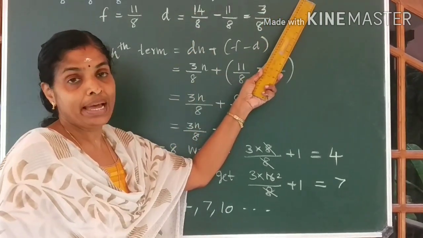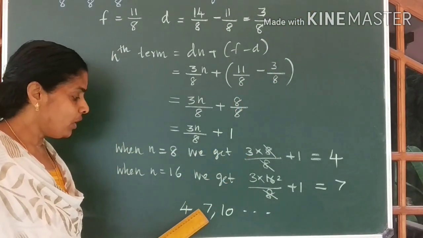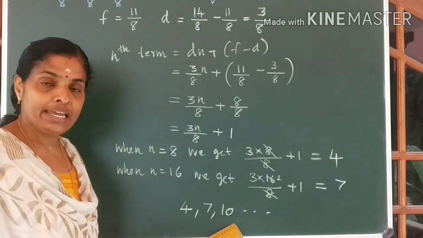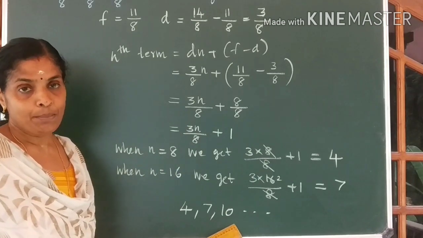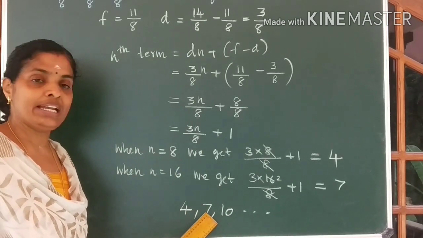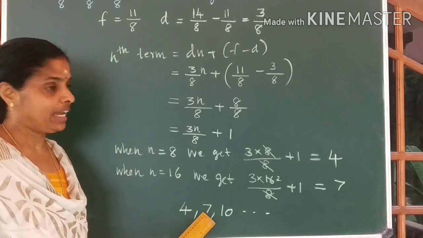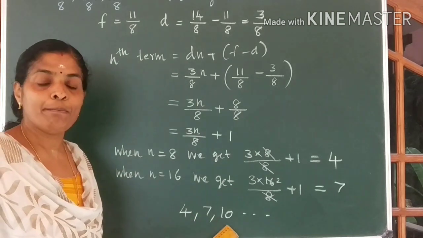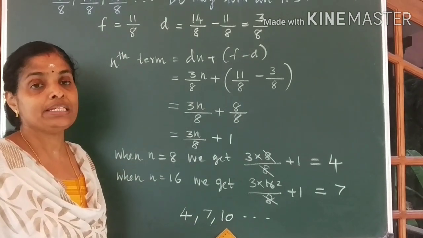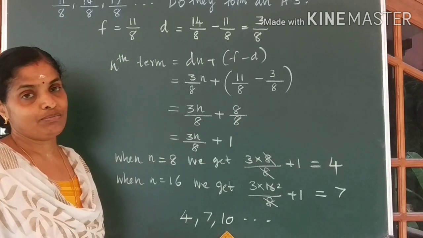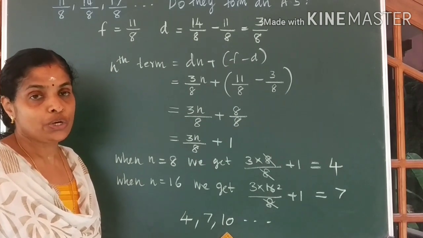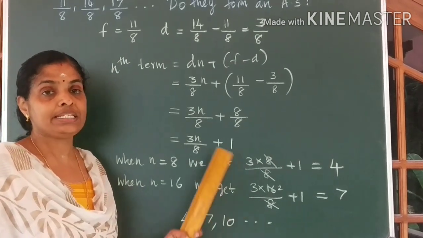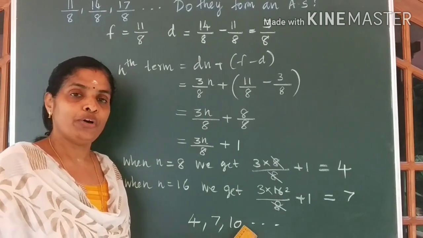Come to the second part of the question. Do they form an AS? Do they form an AS 4, 7, 10, etc.? Yes, of course. Because the common difference here is 3. So we can say, yes, the whole numbers form an arithmetic sequence with common difference 3. Is it clear, children? So today we have discussed 3 questions of the same type.